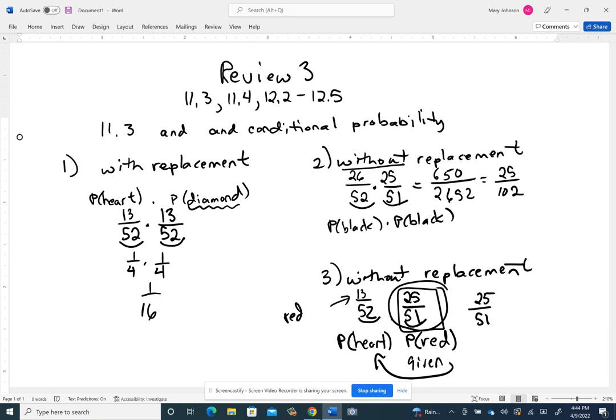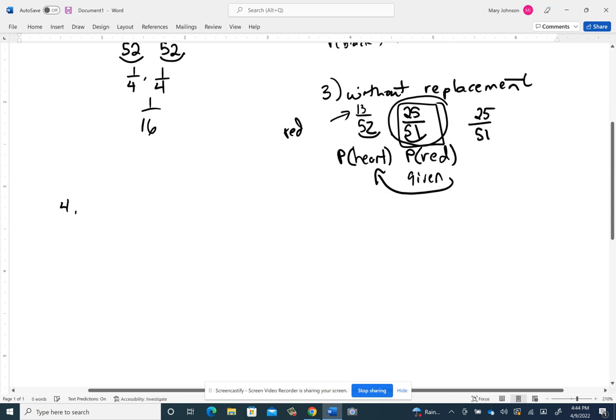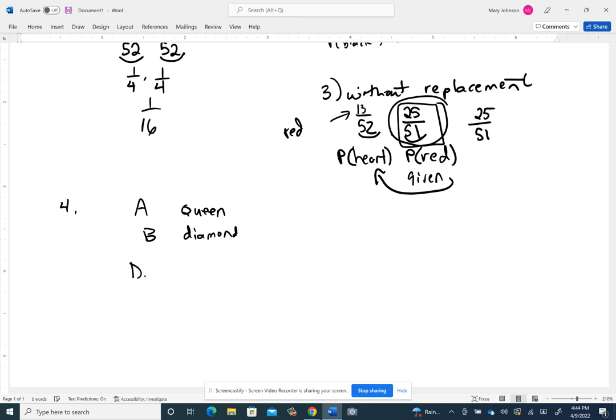Okay, now let's look at question number 4. So we're looking at all the ones that are related to 11.3 right now. Okay, so one card is going to be selected from an ordinary deck of 52 cards to start with. A is getting a queen. Event B is a diamond. I meant to say B is getting a diamond. And this one says determine the probability that B is going to happen given A.